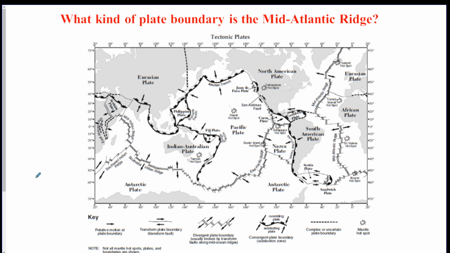All right, well, you just got to find the Mid-Atlantic Ridge, which is right here. Look at the arrows and check which one. Is it this one? No. Is it this one? Yes, it's divergent.